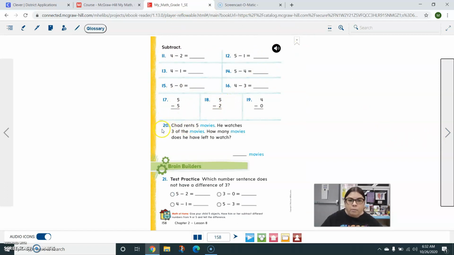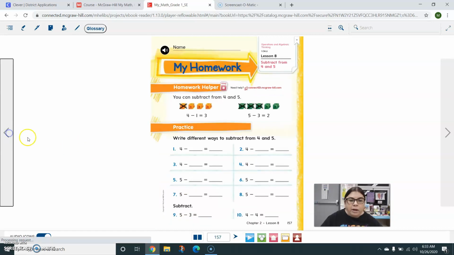Then you have a word problem. Please do not forget to underline what you know, circle what you need to find out, draw a picture to help you. And then you have a test problem. Which number sentence does not have a difference of 3? So remember, friends, this is the number sentence. And remember, difference is the answer. So you need to find one that does not have the answer of 3. Okay? So again, page 157 and 158.